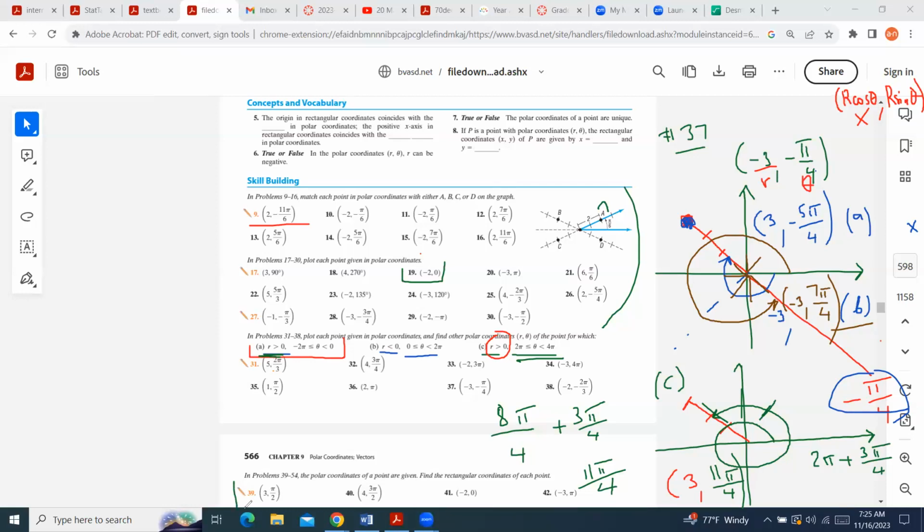We do 39. There's one here on the bottom. So polar coordinates given. What about rectangular coordinates? Exercise 39. Again, I don't like this way to describe points. I like to say r is 3, and then theta is pi over 2, right? So what about rectangular coordinates?